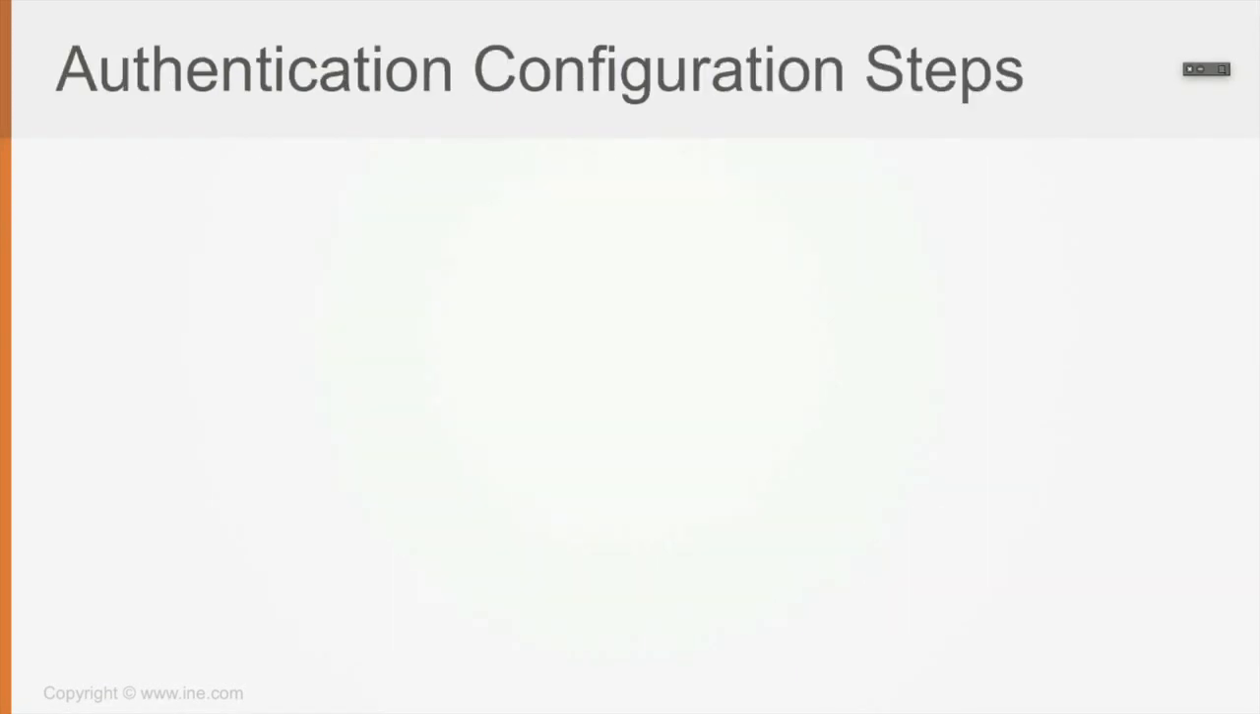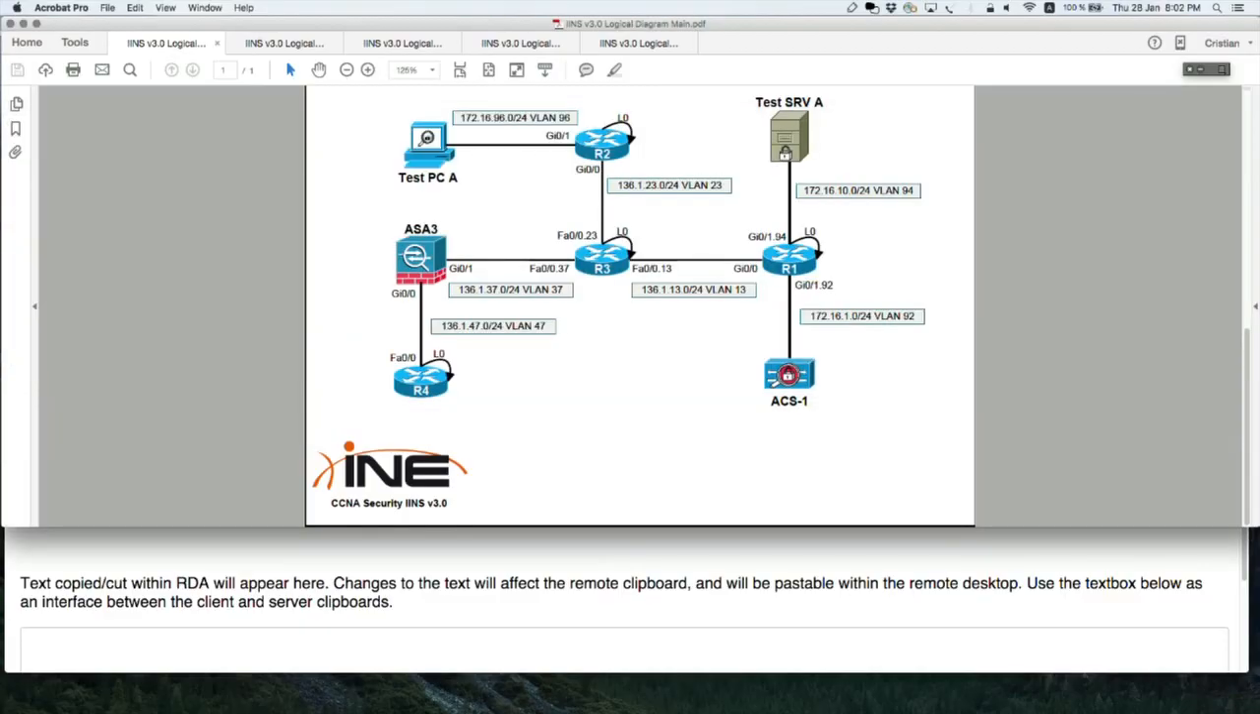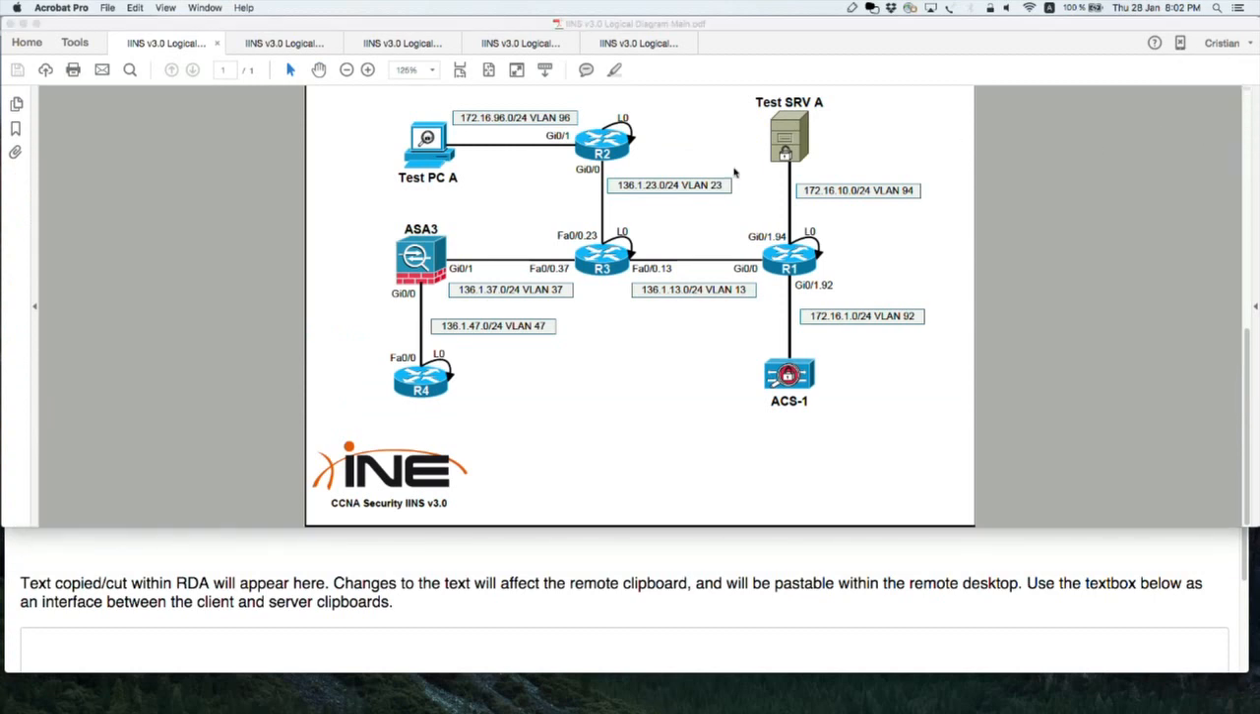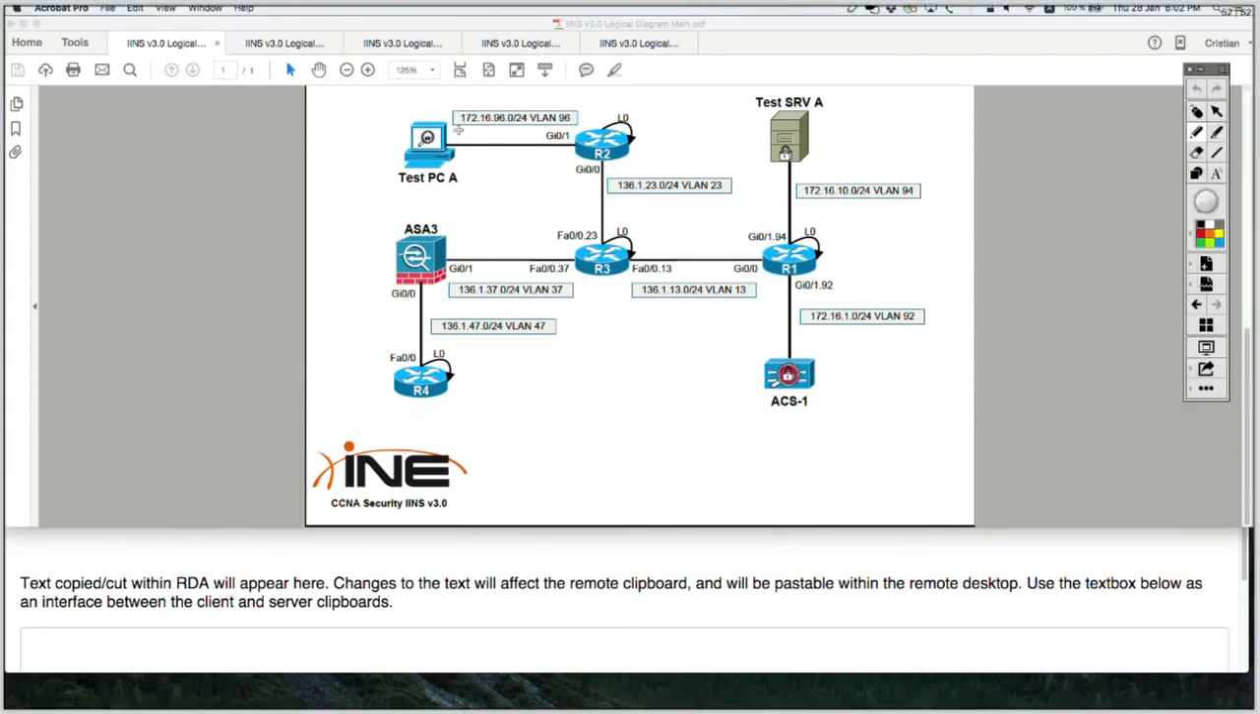Now, what we're going to be doing next is the following example. Look at the diagram. I'm going to be using, for example, test PC A as the supplicant or the end user, which is going to connect to router 3 to manage it via whatever, Telnet or SSH, doesn't matter. Let's say SSH.